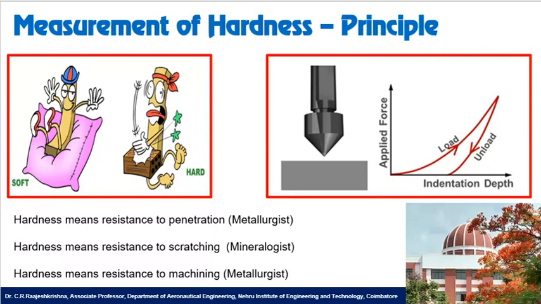A mineralogist is nothing but someone who deals with minerals, it may be any minerals. They define hardness as the resistance to scratching. Metallurgists have another definition also: it is the resistance to machining. So generally, hardness is the resistance offered by any material to avoid penetration.